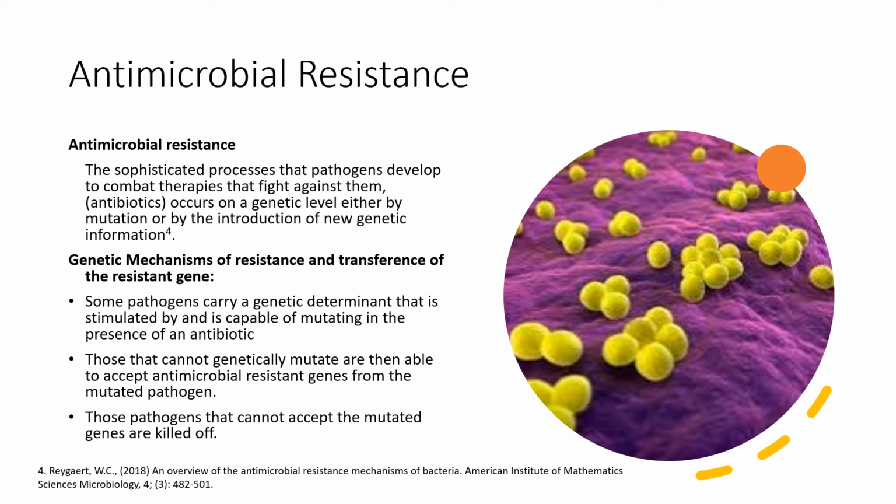So what does that actually mean? What it means is that some pathogens carry a genetic determinant that is stimulated by and is capable of mutating in the presence of an antibiotic. Those that cannot generally mutate are then able to accept antimicrobial resistant genes from the mutated pathogen. And those pathogens that cannot accept the mutated genes are killed off. So what this really means is the strongest survive.